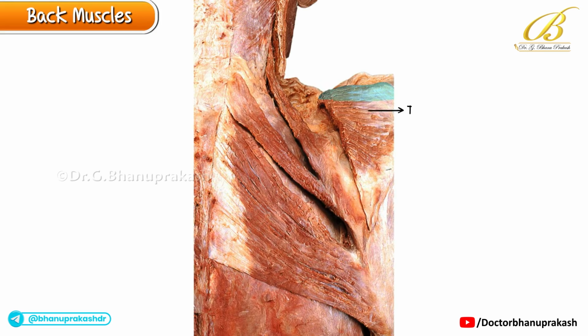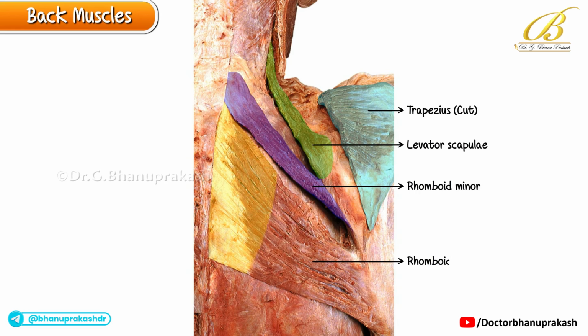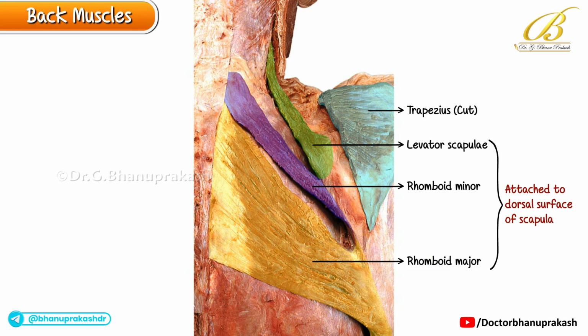After reflecting the trapezius muscle, several deeper muscles of the back become visible. Along the medial border of the scapula, you can see the levator scapulae, rhomboid minor and rhomboid major, all of which are attached to the dorsal surface of the scapula. In the neck region, deep to the trapezius, lies the splenius capitis muscle, which extends upward toward the skull.